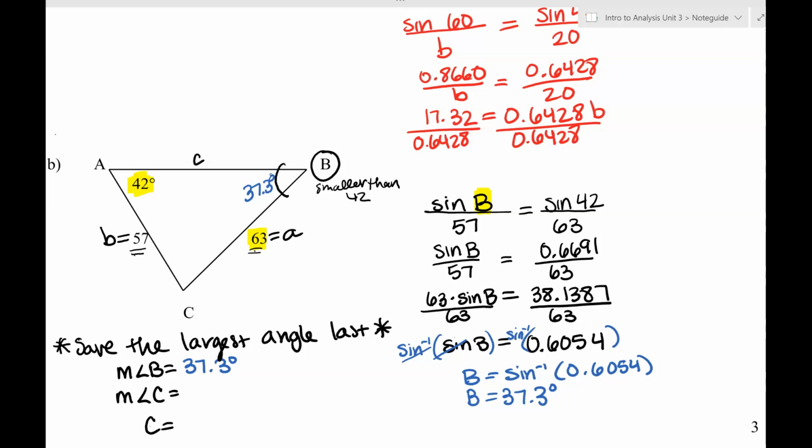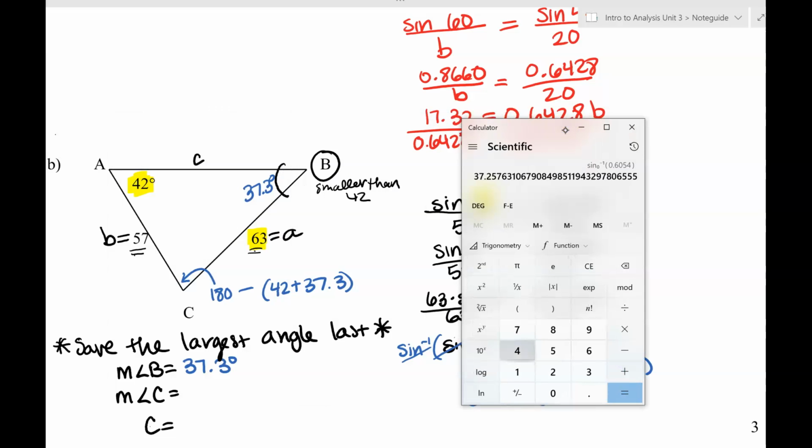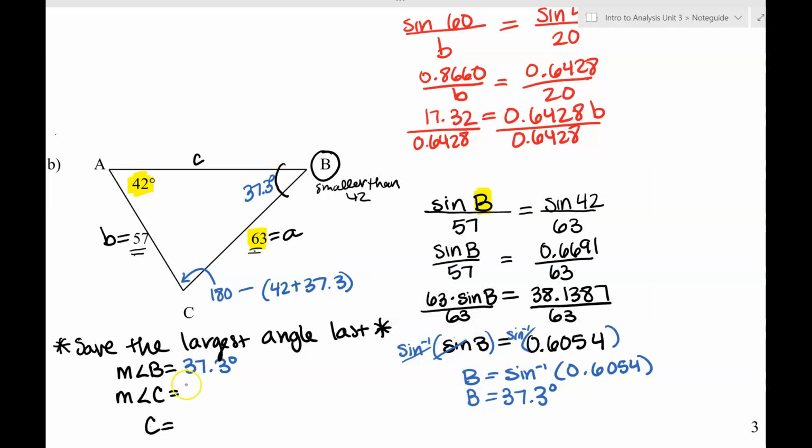Now, because angles add up to 180 degrees, I can find this third angle by taking 180 and subtracting from that the total I have so far. So the total I have so far is 79.3. If I subtract that from 180, I get 100.7.